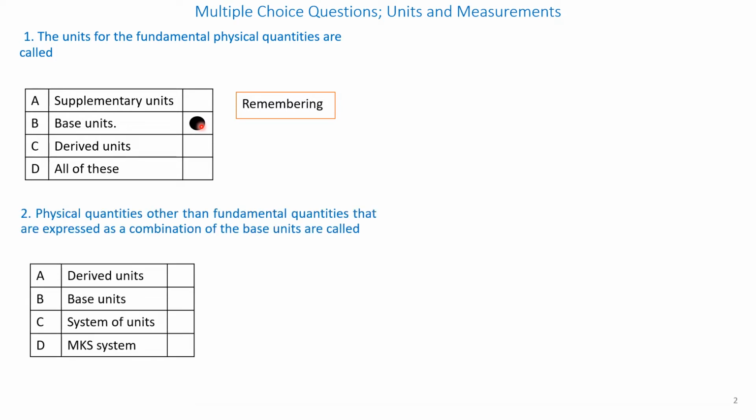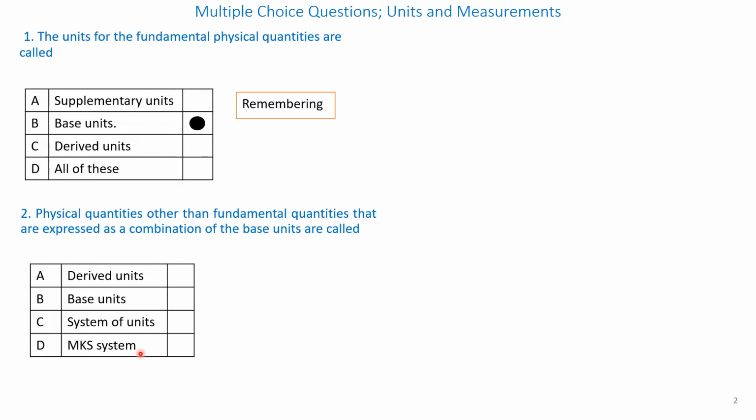Question number 2. Physical quantities other than fundamental quantities that are expressed as combination of base units are called. So you have four options. Option A, derived units. Option B, base units. Option C, system of units. And option D, MKS system.